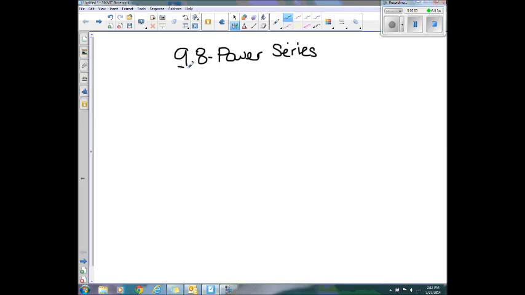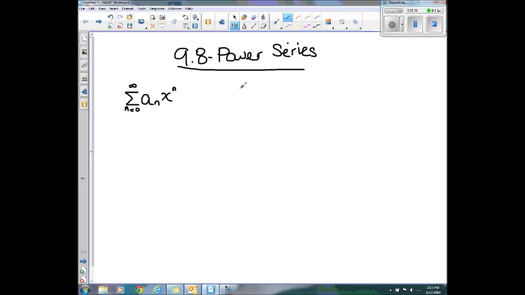Section 9.8 in our book is the section on power series. Power series are kind of just an extension of what we did with our polynomials in section 9.7. But when we're talking about a series, we know we're talking about an infinite sum. So instead of having a 4th degree polynomial or a 12th degree polynomial, we have something of the form a sub n x to the n, and it's going to go from 0 to infinity. So we have a polynomial of infinite degree.